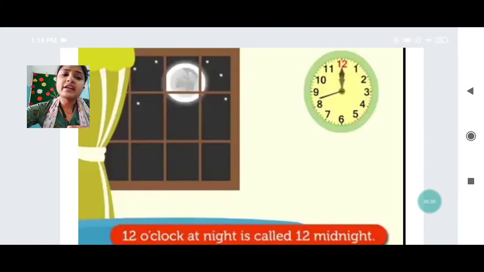See, 12 o'clock at night is called 12 midnight, whereas 12 o'clock in the day is called noon or midday. Both can be used. You can use midday also, you can use noon also.